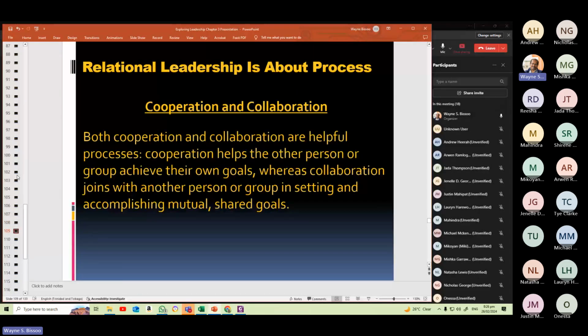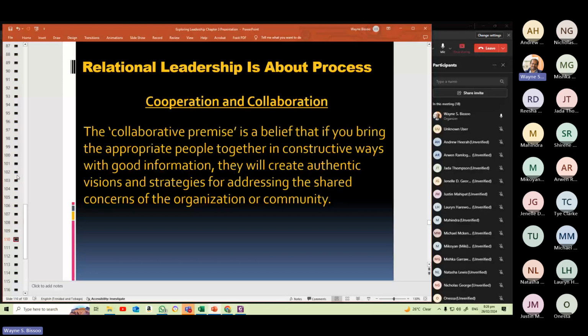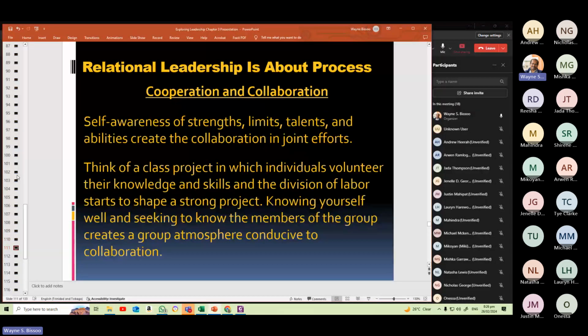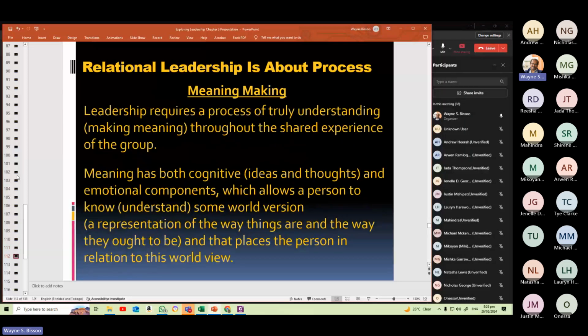So all of these elements become part and parcel of the process that we engage in the relational leadership model. All right, the process is meaning making. In other words, it's the same thing we talked about between mattering and marginalization. These things have to mean something to people, and it has to mean something to you. Both, right.